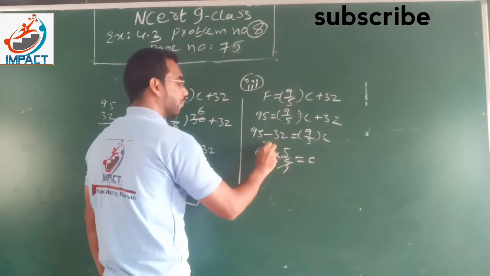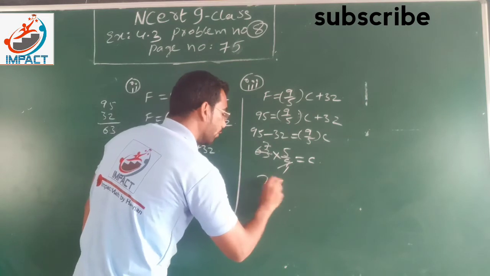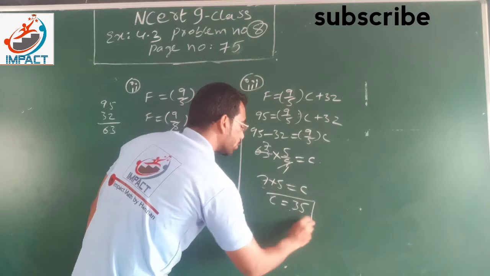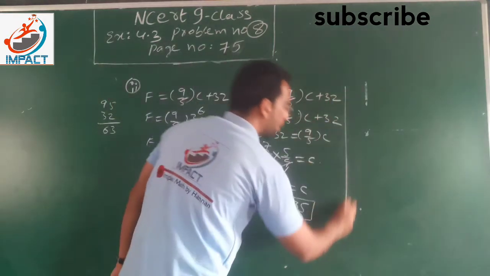9 on the 9 and 7 by 63, 7 into 5 is equal to C. C is equal to how much? 7 5s are 35. C is equal to 35. In the next, what will we ask?